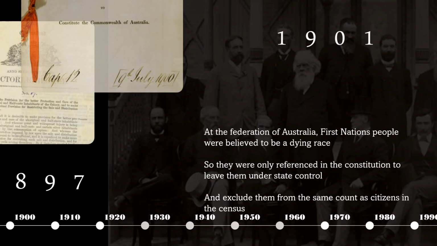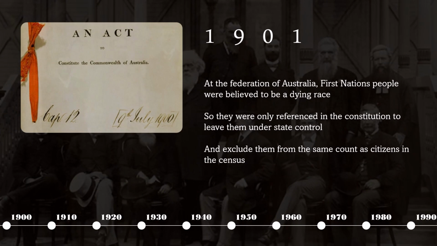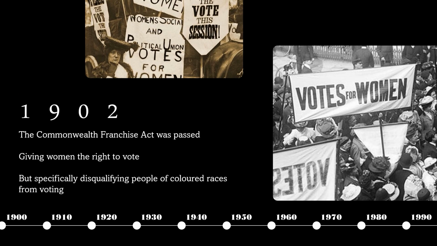At the turn of the century, with the Federation of Australia, it was believed that First Nations culture would die out and that the population would assimilate into white society. First Nations peoples were barely mentioned in the Constitution, only referred to twice to leave the making of Aboriginal policy to the state and to exclude them from being counted with the rest of the population in the census, although they were counted separately. The next year, the Commonwealth Franchise Act allowed women to vote, but it specifically disqualified people of coloured races, including First Nations people, from voting, a step forward for women's suffrage and another back for racial equality.